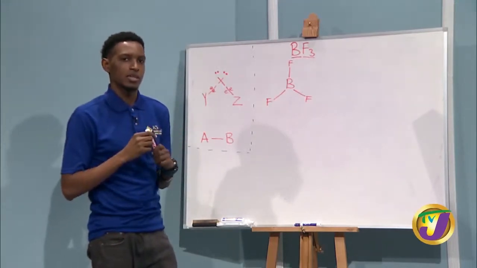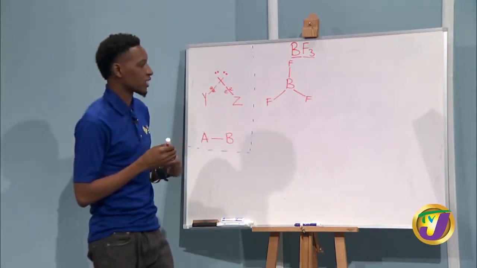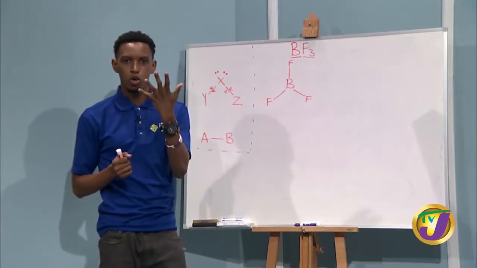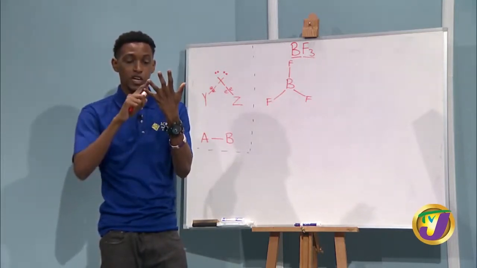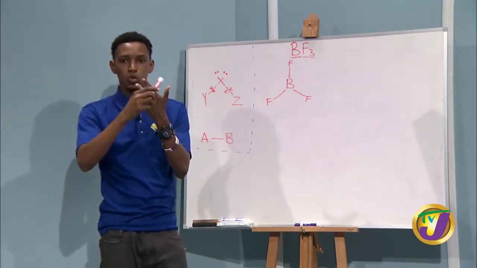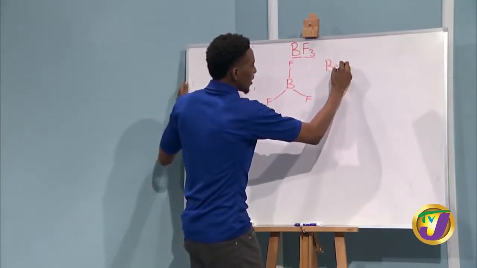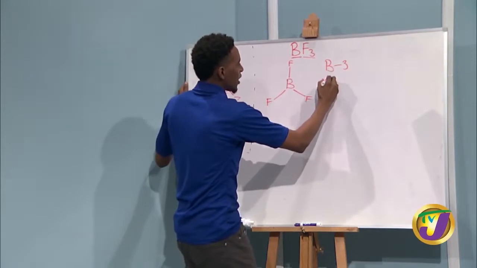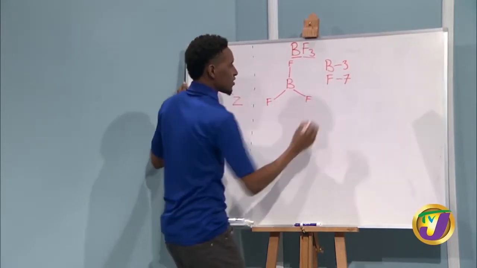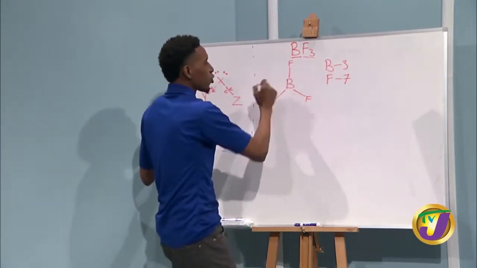The next step says that we should sum the valence electrons on each atom. So boron: hydrogen, helium, lithium, beryllium, boron. Boron is the 5th element. The first 2 electrons would be on the first energy level, and then it would have 1, 2, 3 valence electrons. So boron has 3 valence electrons, and we know that fluorine is in group 7. It has 7 valence electrons. But there are 3 fluorine atoms.